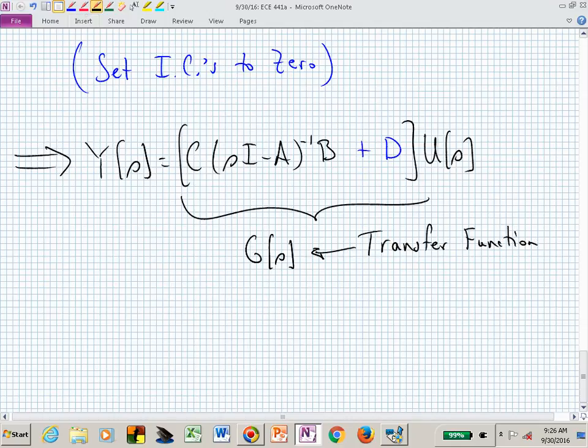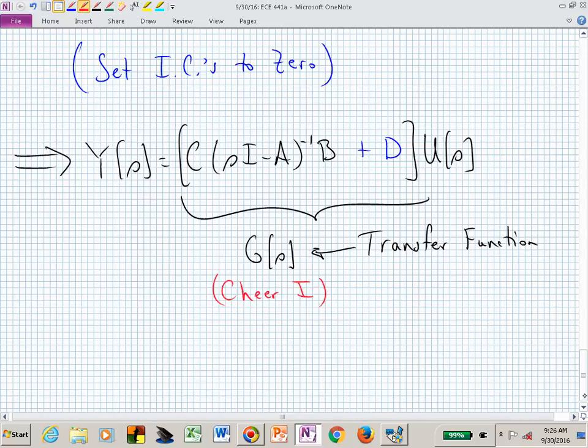And this relationship right here, that looks like a not equal to, so maybe I won't do that. But this G of s was our first chair, that expression: C times (sI minus A) inverse B plus D. If you know the A, B, C, and D, you can find the transfer function in the frequency domain.